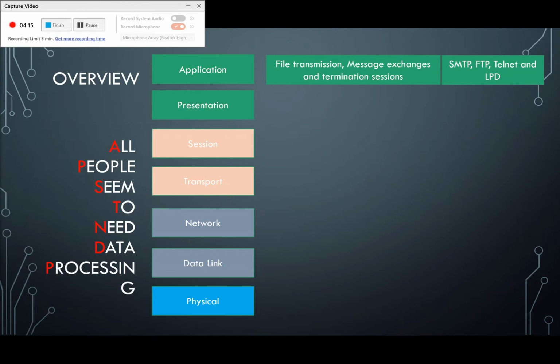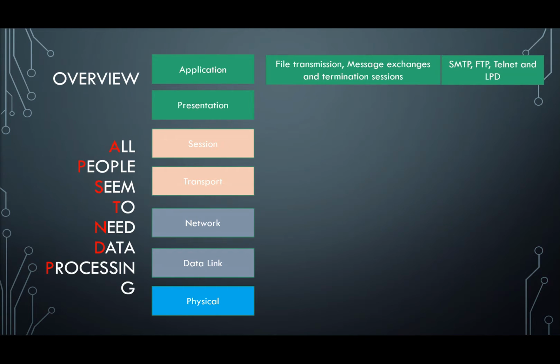We have SMTP, FTP, Telnet and LPD. The SMTP protocol, simple mail transfer protocol, is the one used for Outlook and mail. The next one is FTP, file transfer protocol. Within the intra-network, we can transfer files securely between computer systems. That is FTP. The next one is Telnet, which is the client-server model. And LPD stands for Line Printer Daemon Protocol, which handles communication between printers and computers.